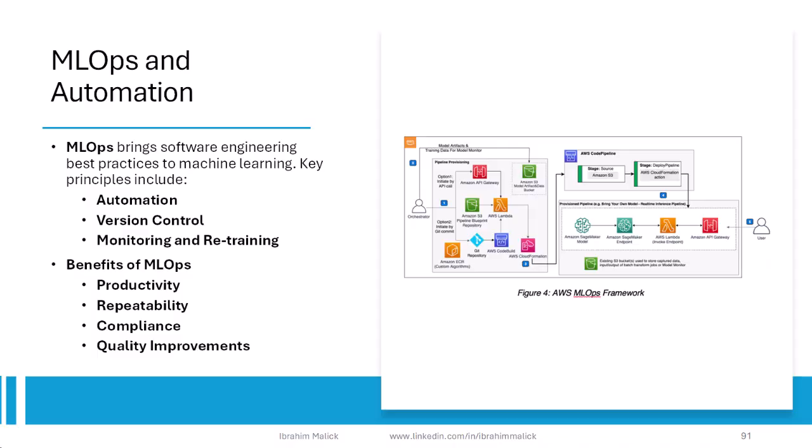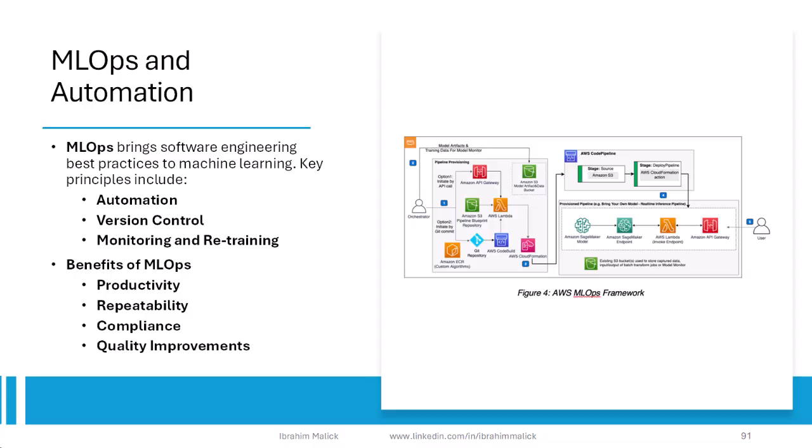Machine learning ops, or MLOps, brings software engineering best practices to machine learning. Key principles include, for example, automation, which reduces manual tasks through automated pipelines. In version control, it tracks training data and model configurations. And monitoring and retraining, of course, automates the response to data drift and model degradation. So if you see that data is drifting or your model is degrading, you can automatically respond to it.